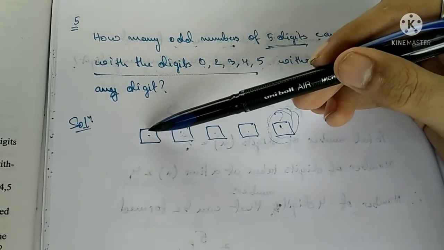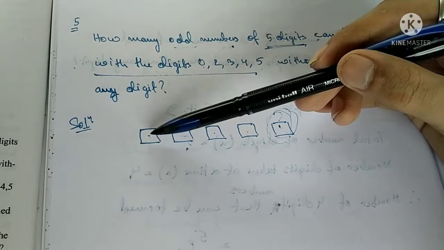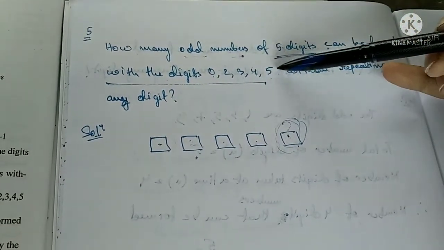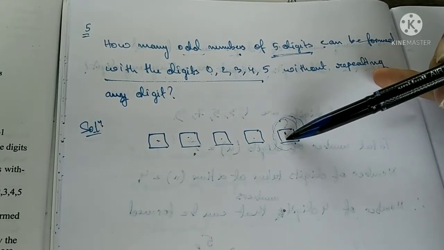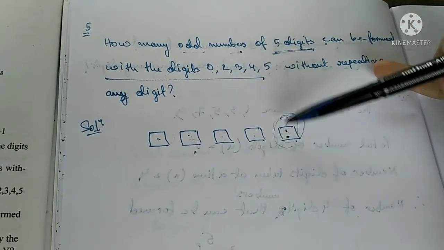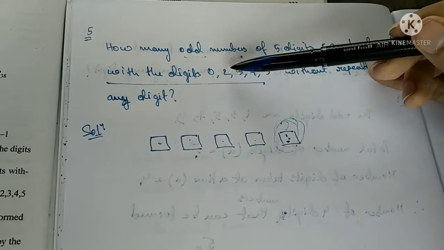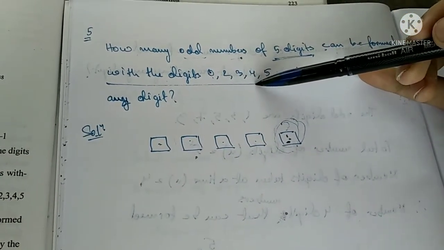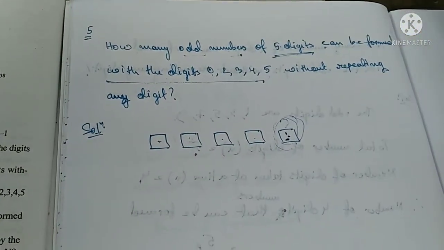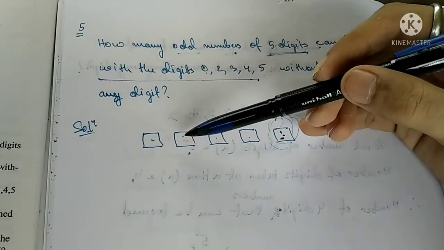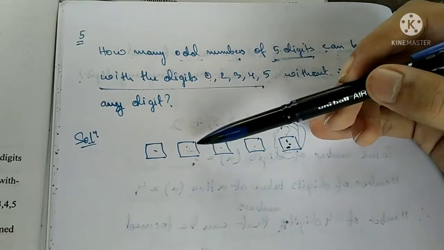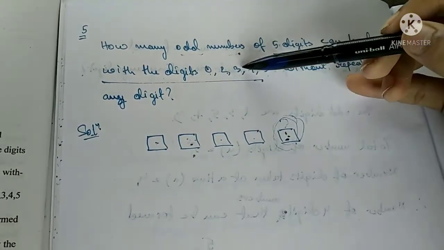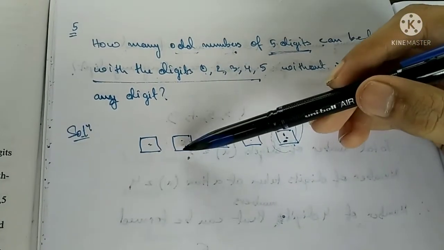I already got that the first place can be arranged in 3 ways. How? I have already shown you. 0 cannot come, and out of these 4 digits, one of the digits will have to go to the last place, either 3 or 5. So if 5 goes to the last place and 0 cannot come, available digits are 3. So the first place can be arranged in 3 ways. Now I am coming to the second place. In the second place, I can put 0, I can put 2, 3, 4, 5.